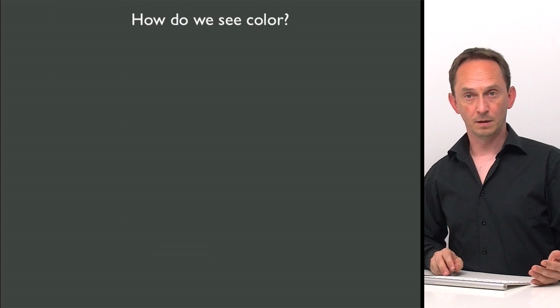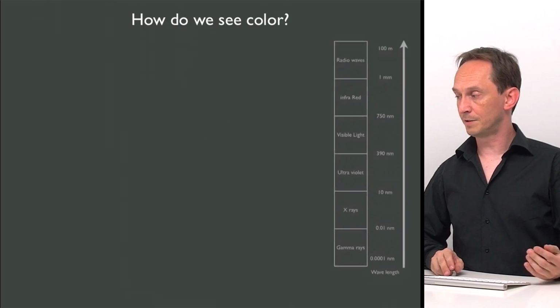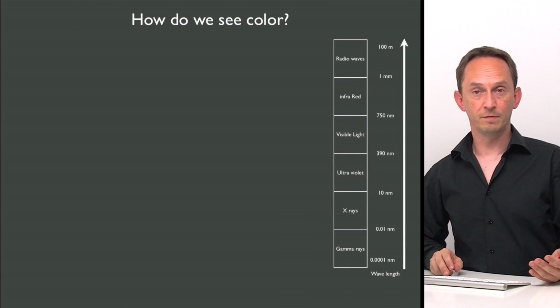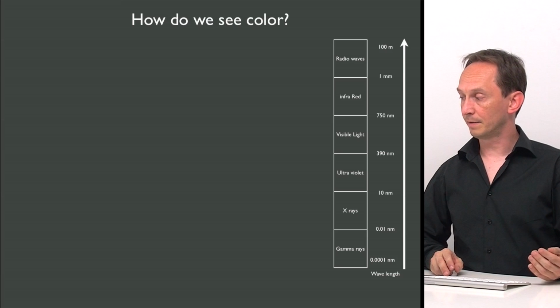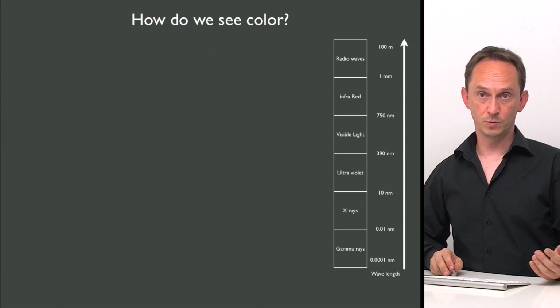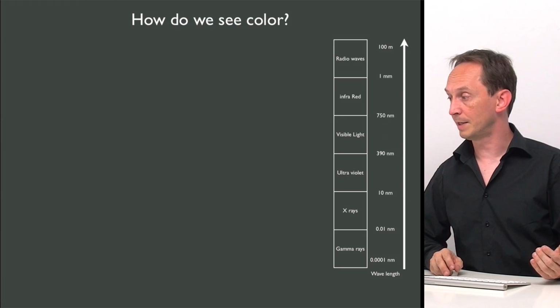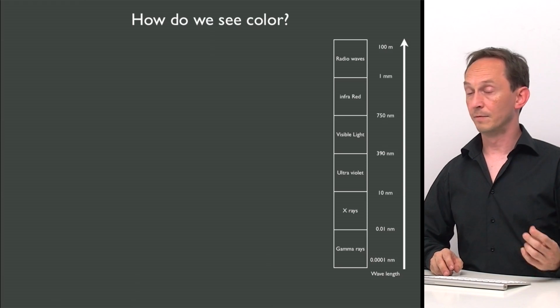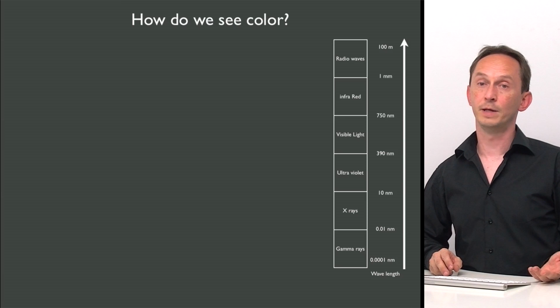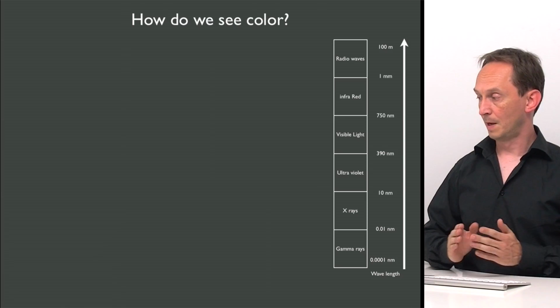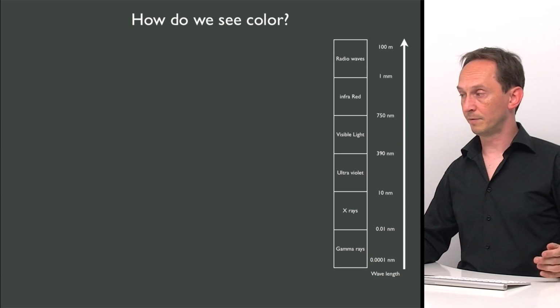First, how do we see color? Well, color is just a form of radiation of different wavelengths. The wavelength of a radiation determines what kind of thing it is. It starts with gamma rays, goes up to X-rays, then ultraviolet light, visible light, infrared light, and radio waves, just depending on the wavelength. So the longer the wavelength, the more it goes up.